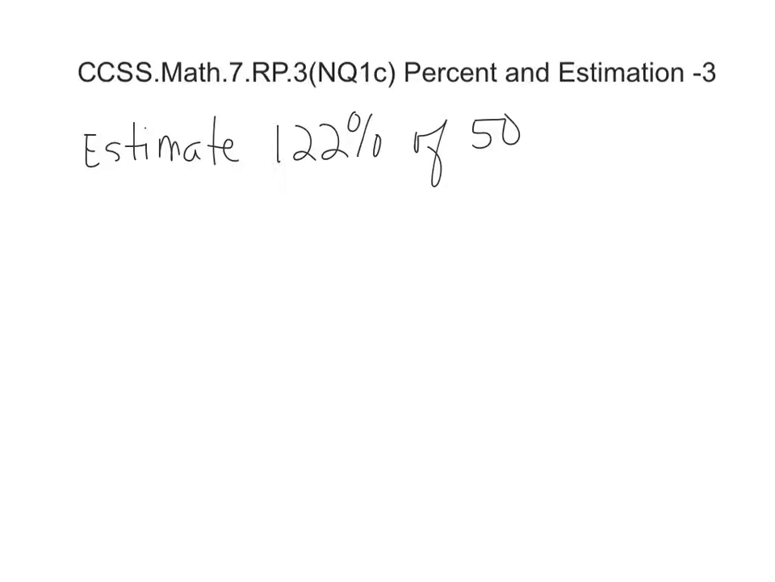And I want to estimate 122% of 50. Well, if I want to estimate it, I don't want to go down to 100, although I could, 100%. I think we're closer if we go 120%. And "of" would mean multiplication, so 50, so times 50. Now, let's look at that.